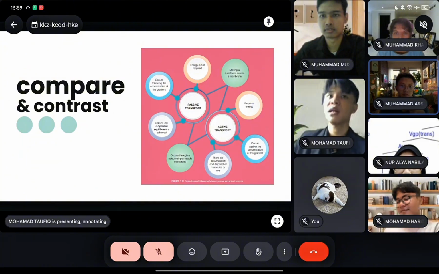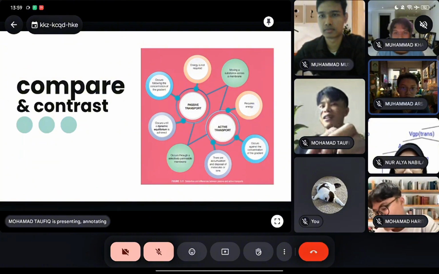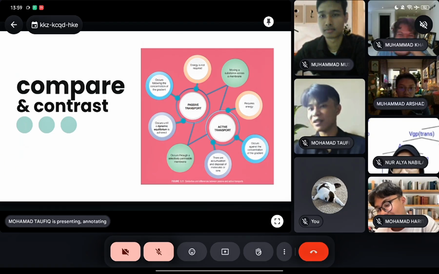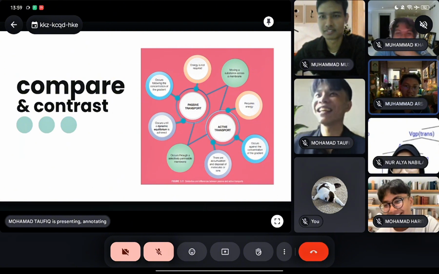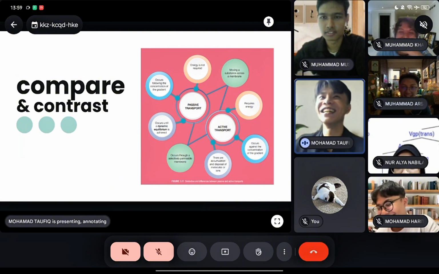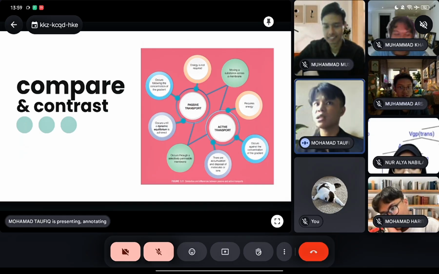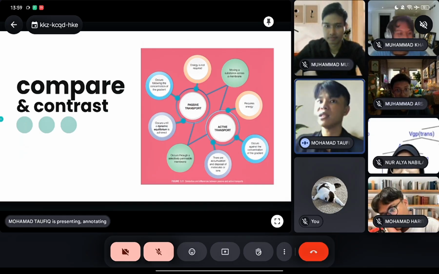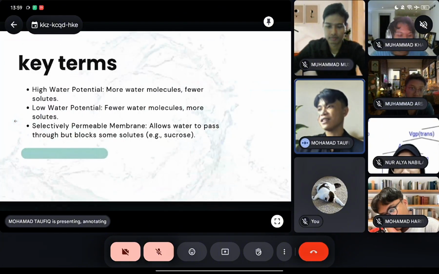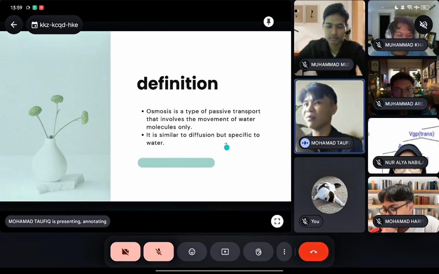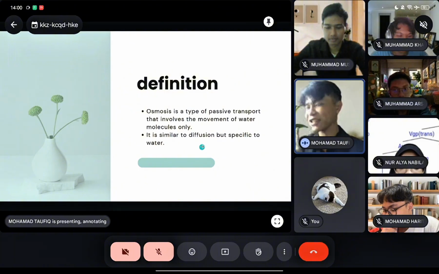Okay, that is the other type of passive transport, which is diffusion, like we mentioned just now. That is a very good question. Now osmosis is the type of transport that involves the movement of water molecules only. Like I said, it's similar to diffusion.